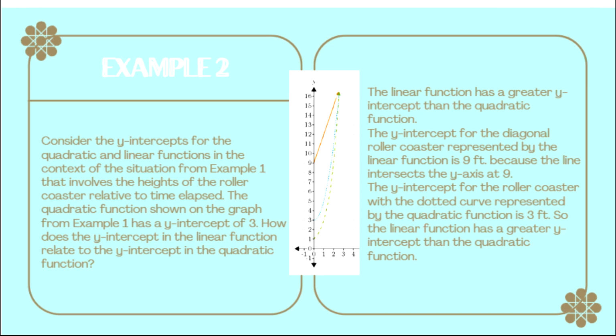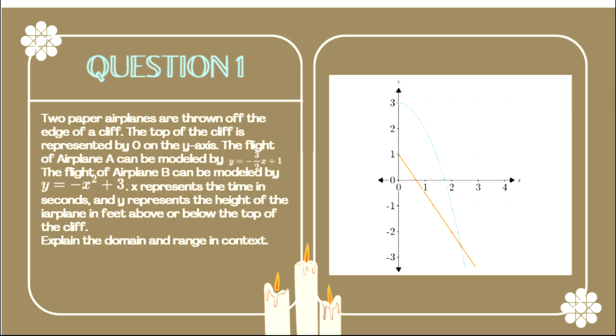The y-intercept for the diagonal roller coaster represented by the linear function is 9 feet because the line intersects the y-axis at 9. The y-intercept for the roller coaster with the dotted curve represented by the quadratic function is 3 feet, so the linear function has a greater y-intercept than the quadratic function. This is just reading where the y-intercepts are and interpreting it. Question 1, this is all you.